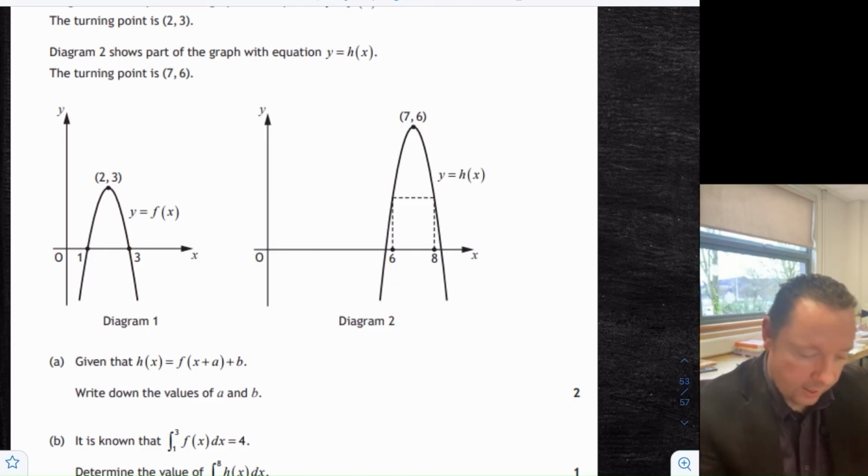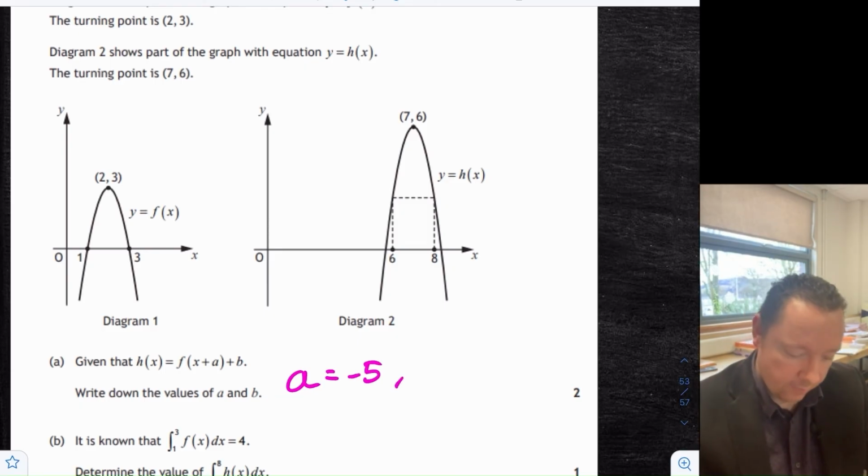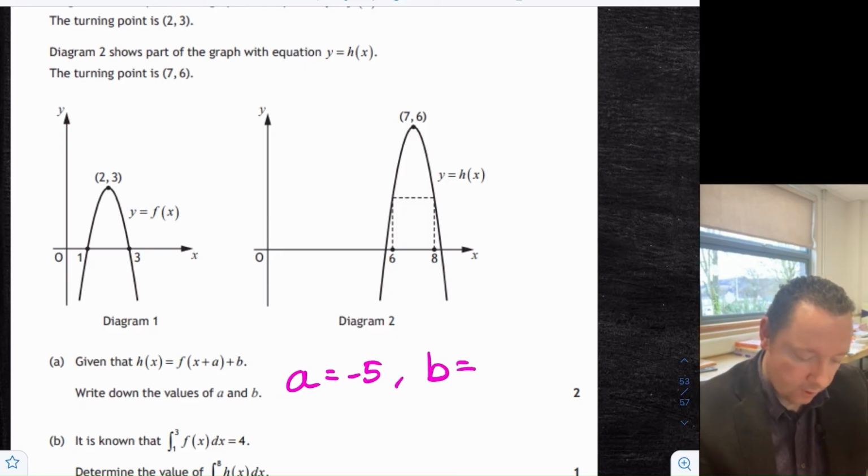So if it's moved to the right, then a must be negative. So a is negative 5 because it's moved to the right by 5. And then our b, well, plus b on the end means it's moved.